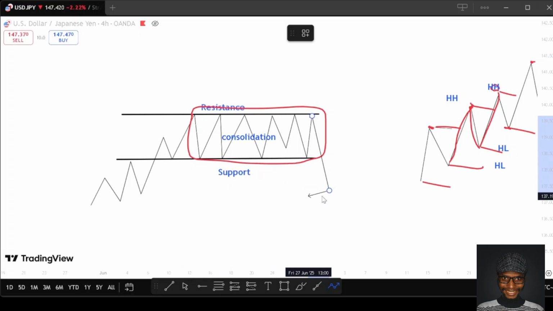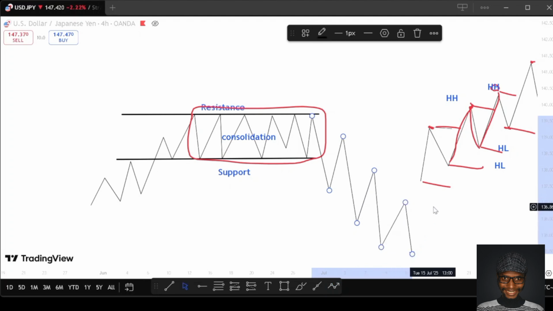Now it officially means what? The price has changed direction. Some will say there will be a change of character here. Now price gives us another high here, but this high is lower than this. We call this a lower high. Price breaks past here, the lower low, and gives us lower high, lower low, lower high, lower low.